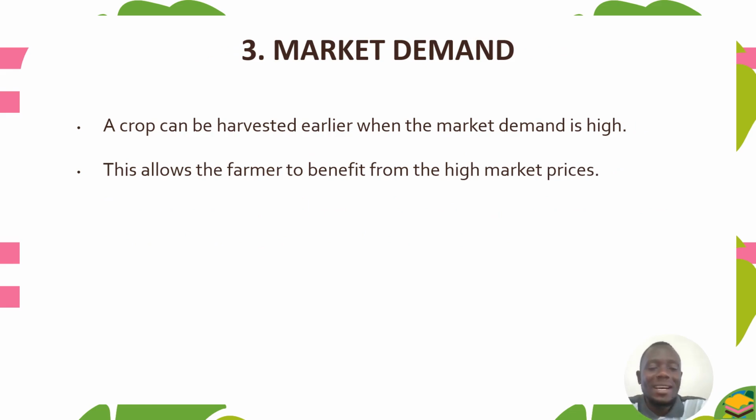So let's go to market demand. Market demand also affects the time as well as the stage of harvesting. A crop can be harvested earlier when the market demand is high. If you have high demand for such a crop at the market, it means the crop can be harvested earlier so that the farmer makes a lot of profit or utilizes the high market prices.